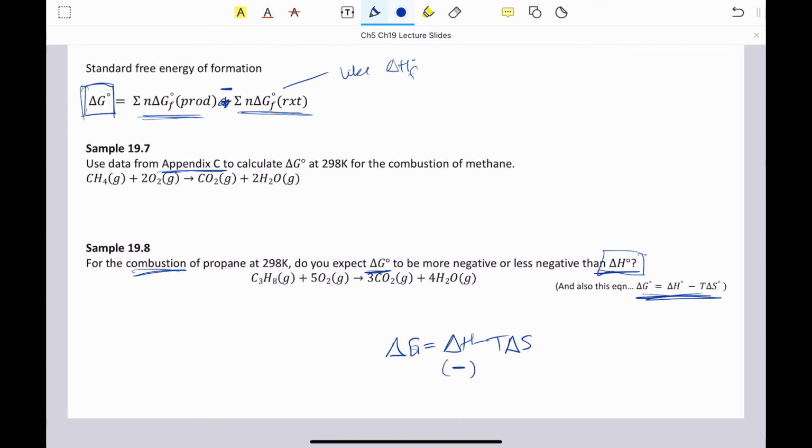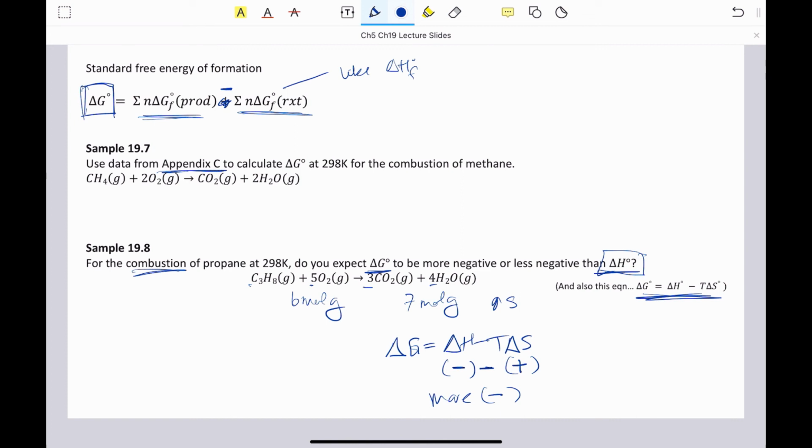Then if we look at our reaction, can we predict the sign of delta S? Absolutely. We've got 1 and then 5, so 6 moles of gas over here, and we've got 3, 4, 7 moles of gas over there. That means an increase in entropy, which means a positive delta S. And T is always positive because it's in Kelvin, so this is a positive term. If I subtract a positive term from that negative, then delta G is more negative. Does that make sense? Okay.